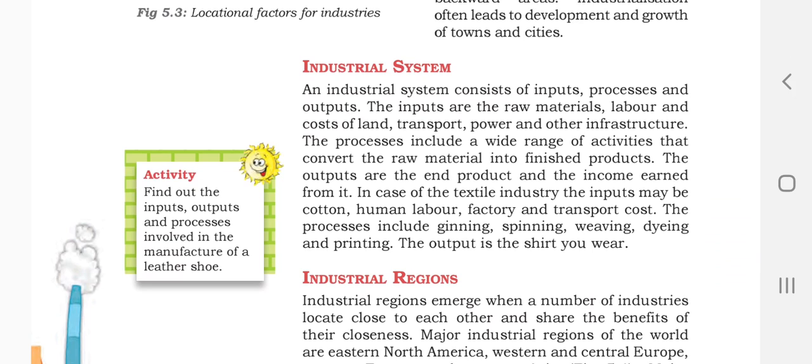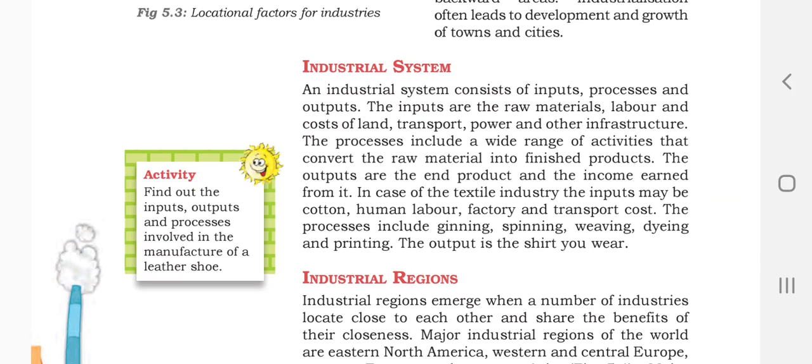The inputs are the raw materials, labor, cost of land, transport, power, and infrastructure. Processes include the wide range of activities that convert the raw material into finished products. What are the outputs? These are all the inputs, then what is the outcome? The outputs are the end products and the income earned.